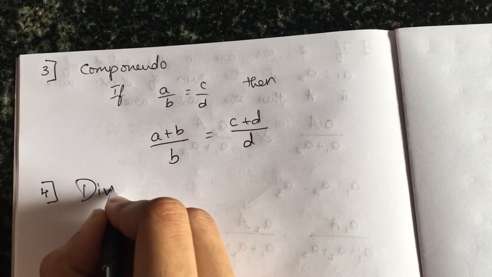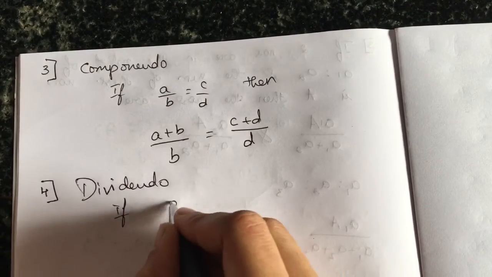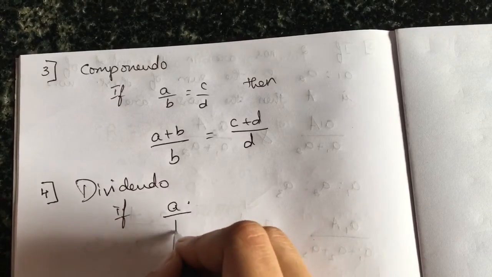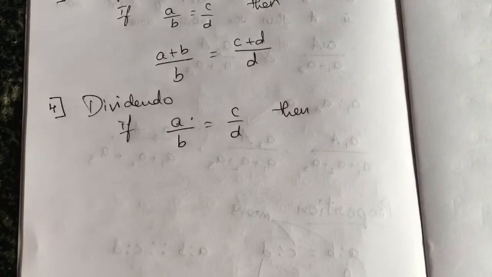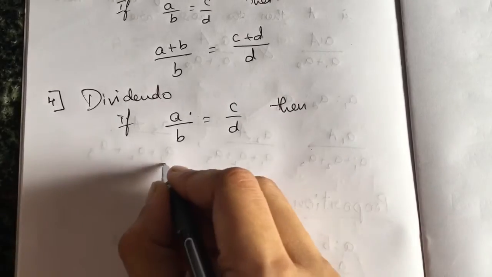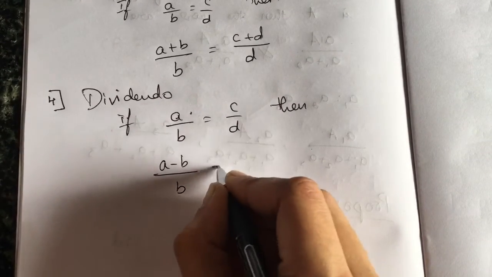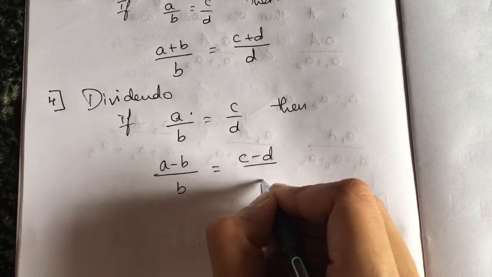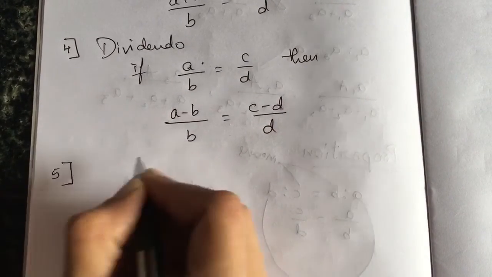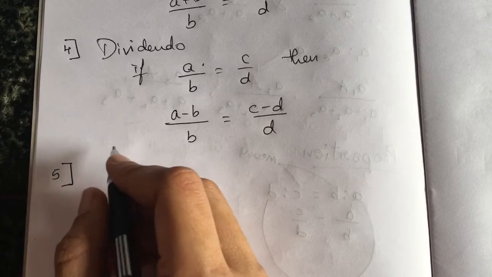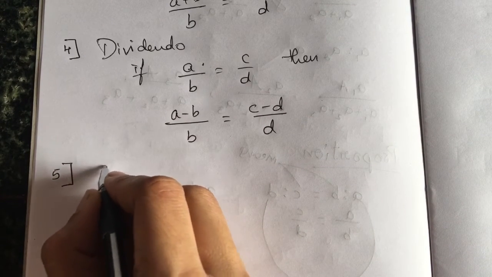Next is dividendo. Same thing, just the subtraction. A by B is equal to C by D, or A is to B equal to C is to D, then A minus B by B is equal to C minus D by D. Next, a combination of this, componendo dividendo.